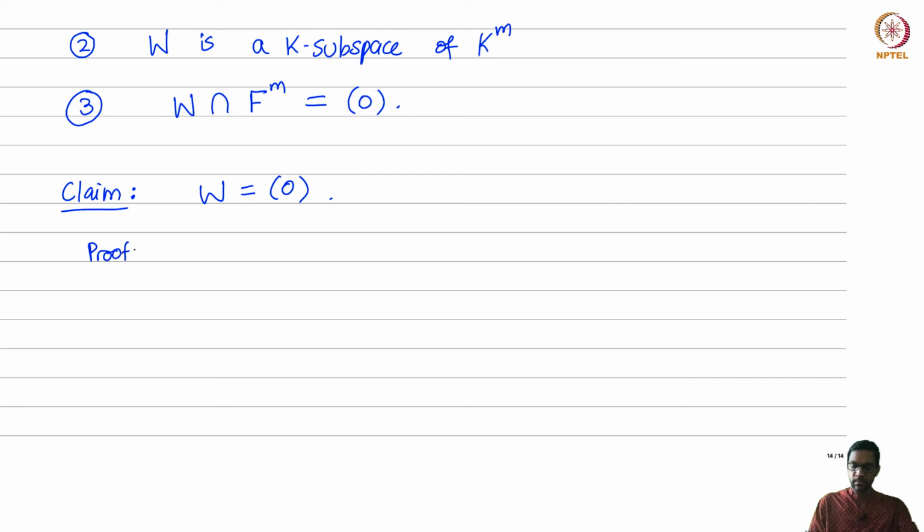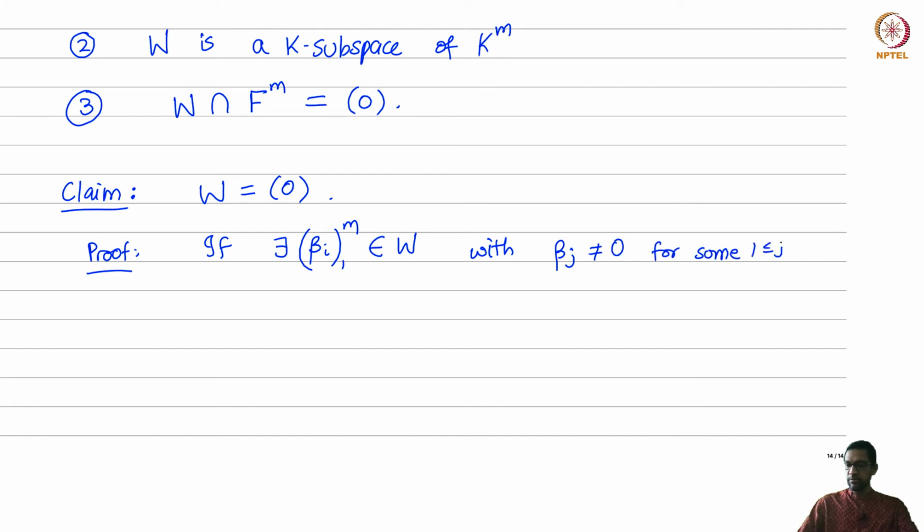Okay, so proof, let's quickly prove this. So suppose there exists a non-zero element. So if there exists beta I, 1 to M, in W which is non-zero, with some beta I, say the jth term, maybe we should call it beta j, with beta j not 0 for some j between 1 and M. Okay, so it's a non-zero element of W. Then we'll get a contradiction. So observe that since W is a K subspace, maybe I'll call this M tuple beta. Since W is a K subspace, meaning it's closed under scalar multiplication by K, what you can do is the following. You can scale this element beta.